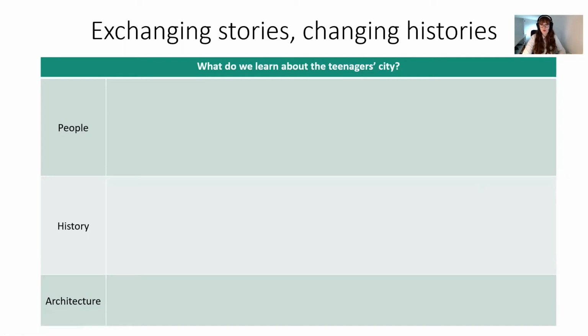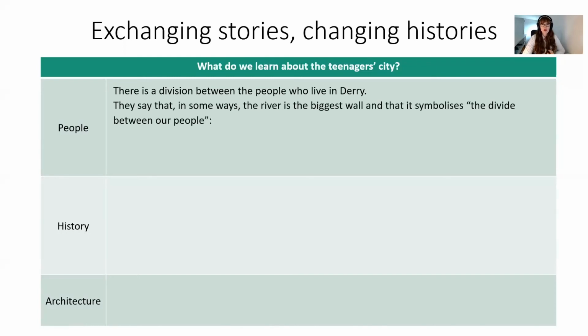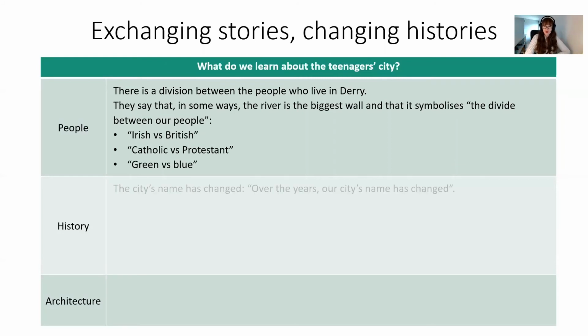Well, what about the people? There is a division between the people who live in Derry. They say that in some ways, the river is the biggest wall, in that it symbolizes the divide between our people. Irish versus British, Catholic versus Protestant, green versus blue. So we really have a very strong division in Derry and in Northern Ireland in general between Irish, British, Catholic, Protestant, green and blue.